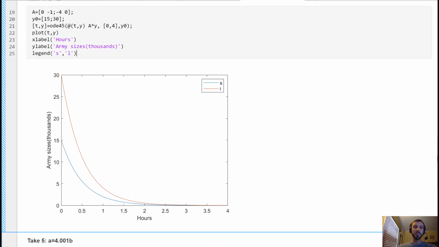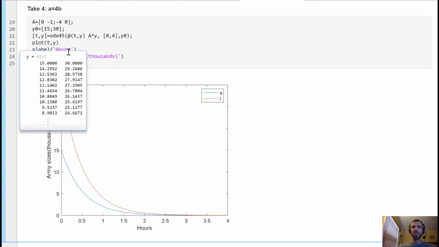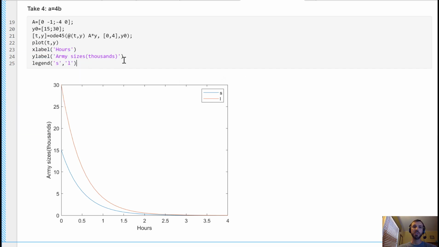If A equals 4B, we see something a little bit more hopeful start to happen for the Starks. Notice that both army sizes go down fairly rapidly, but the battle lasts a little bit longer than before, and it looks like going out into 4 hours, no one has hit 0 yet, although there's fractions of the thousands of soldiers left, and they're kind of battling out for survival. So A equals 4B is some sort of equilibrium situation between the two where neither side really wins.